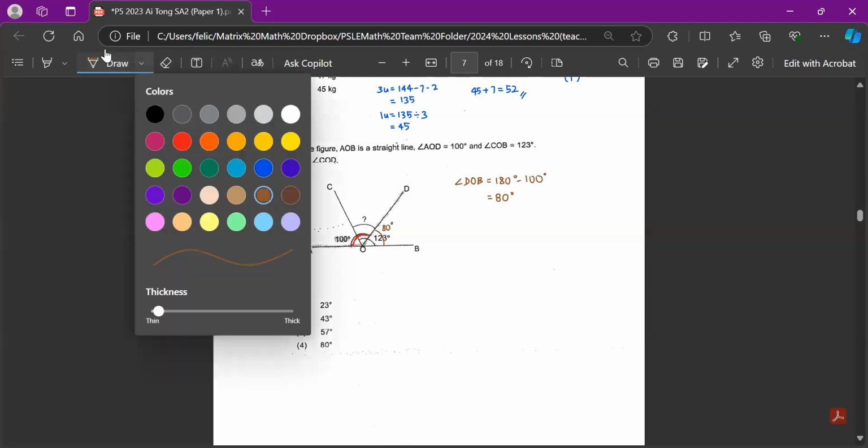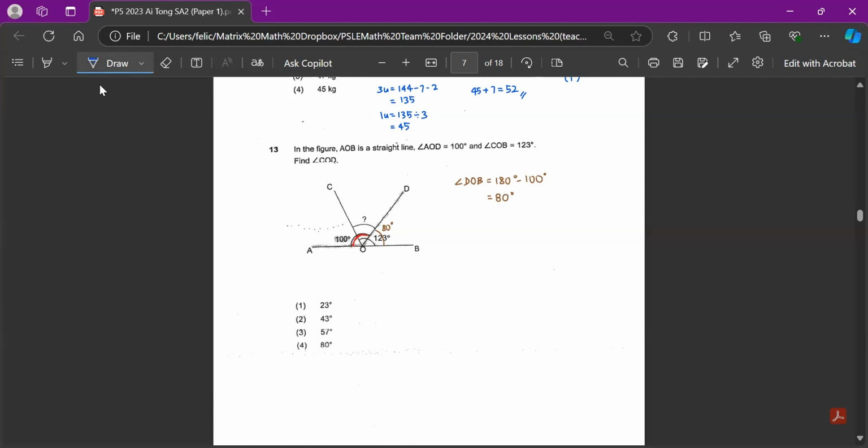Now with that, you should notice it's easier to find angle COD already because this 80 degrees is part of the 123. 123 is COB. The 80 is already part of the COB. So to find the question mark, you just need to simply take your 123 minus 80 degrees. So this will be 43 degrees. So that's option 2.